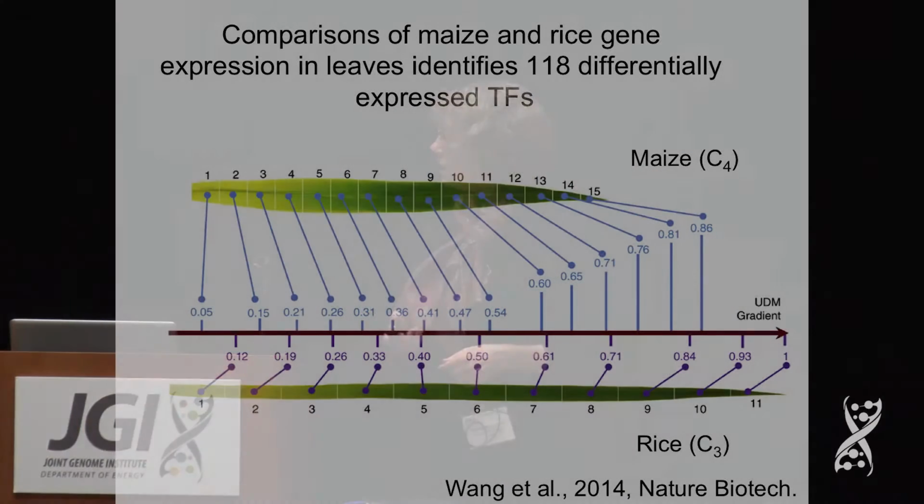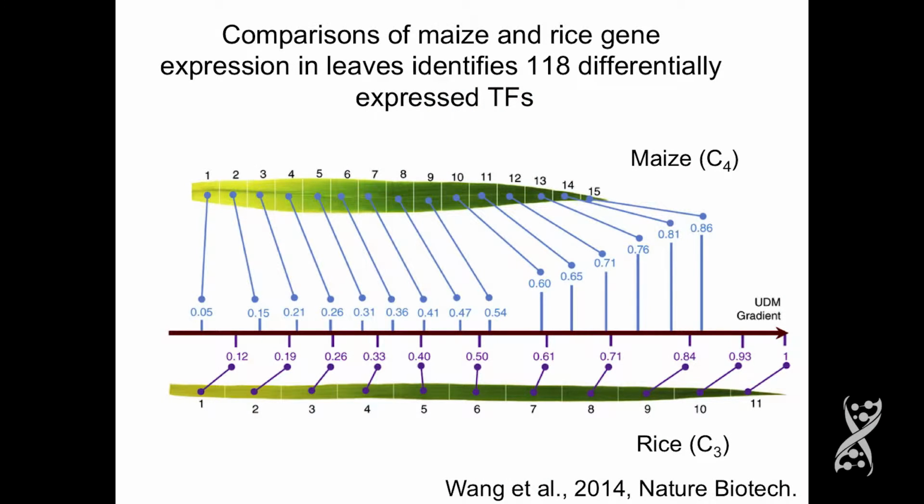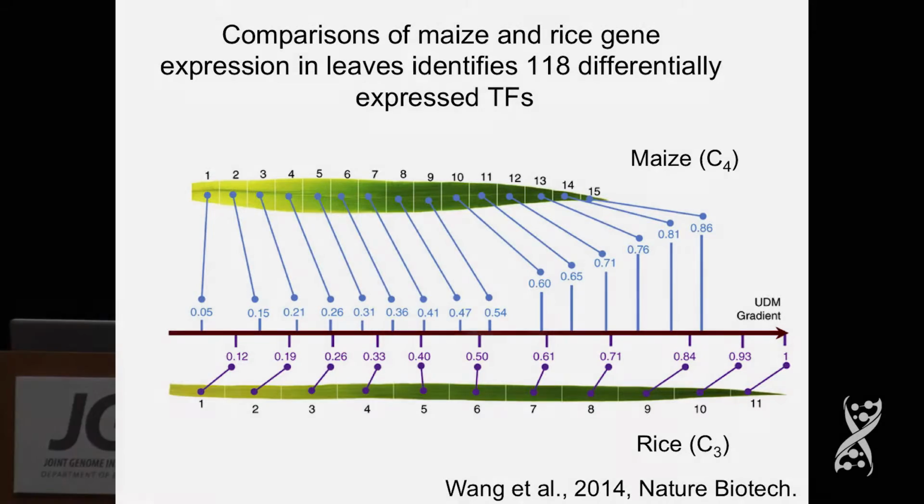So this is a maize leaf, and then that can be compared to a rice leaf, and there's a bit of juggling that has to go on, a lot of computational work that has to happen to try to figure out points of correspondence. But once those points of correspondence are put together, it's possible to then look at differentially expressed genes along the gradients of both the C3 and the C4 leaf.